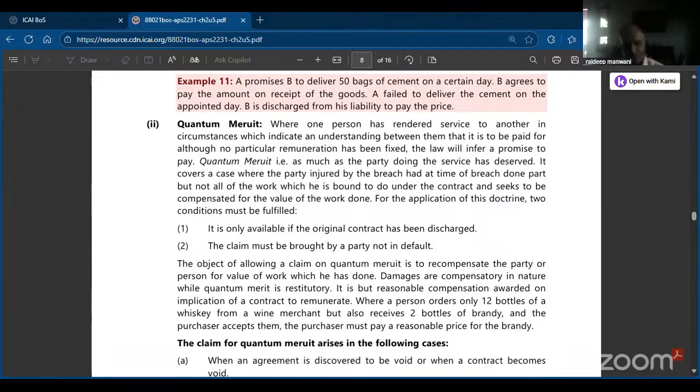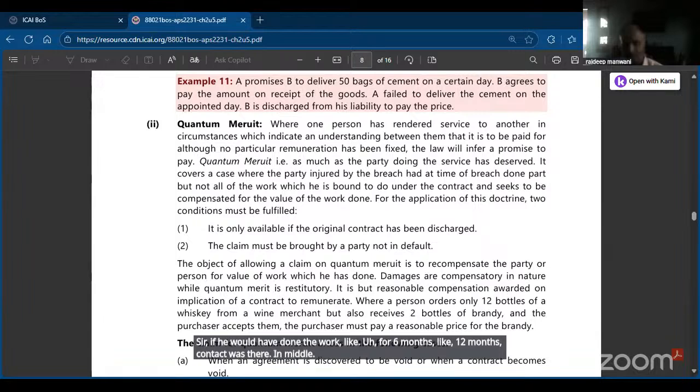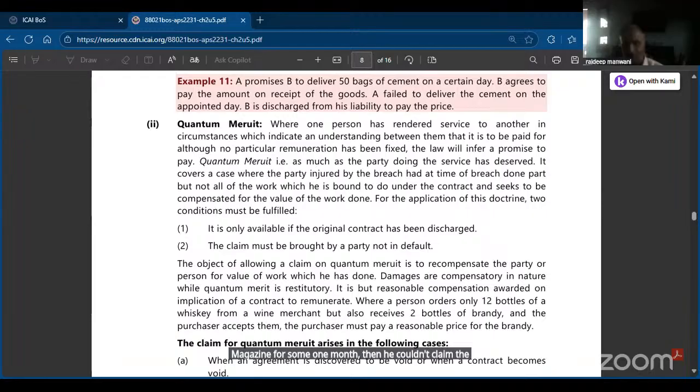Sir, if he wouldn't have done the work for 6 months, like if the 12 months contract was there and in the middle he didn't write for the magazine for some 1 month, then he couldn't claim the damages. No, sir. No, he couldn't claim the damages.